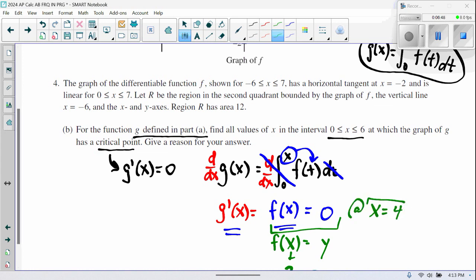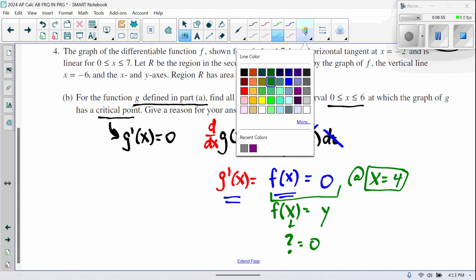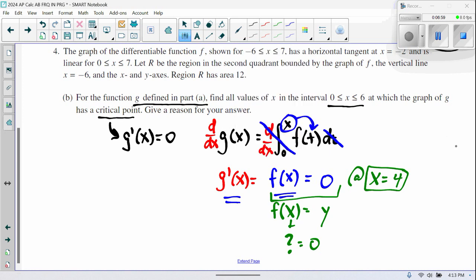And it says, give a reason for your answer. I mean, I don't know. You know, I kind of like to write unnecessarily. Well, I really don't like to write unnecessarily. Let me take that back. I don't. So I'm going to say there's a critical point at x equals 4 since g prime of x, which equals f of x, is 0.